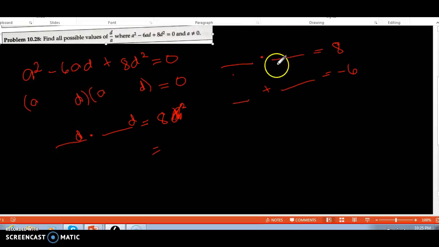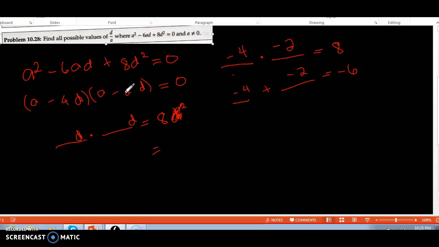So what are those numbers? Let's say negative 4 and negative 2. When you multiply negative 4 times negative 2, it gives you positive 8. Also, when you add negative 4 and negative 2, it gives you negative 6. So these are your solutions right here. Now you say a minus 4d and then a minus 2d. So now you have two factors.